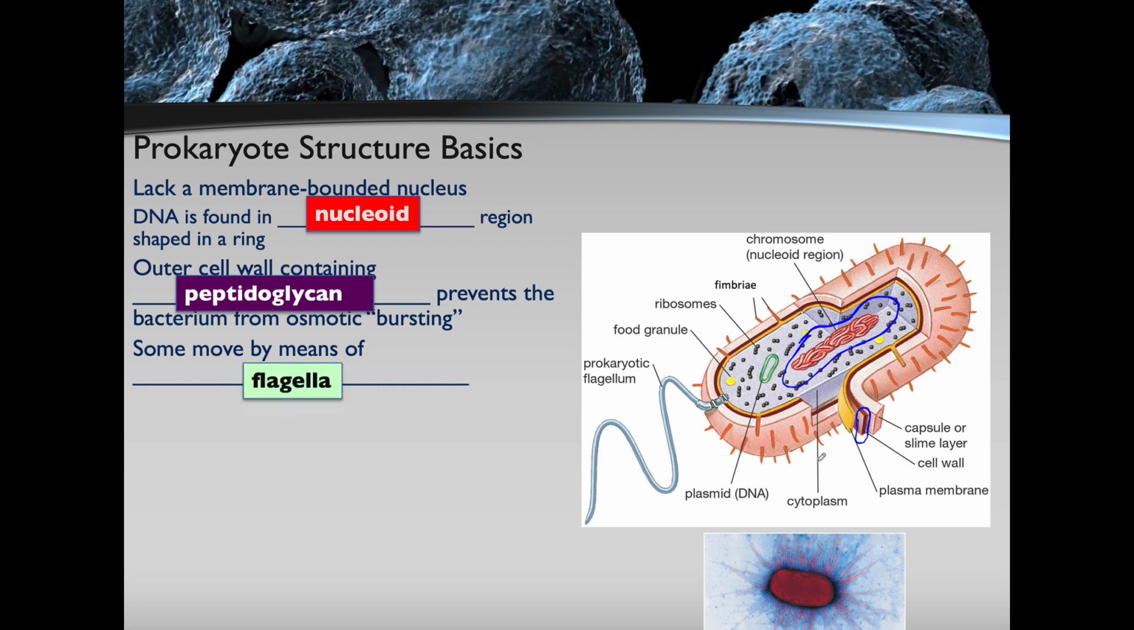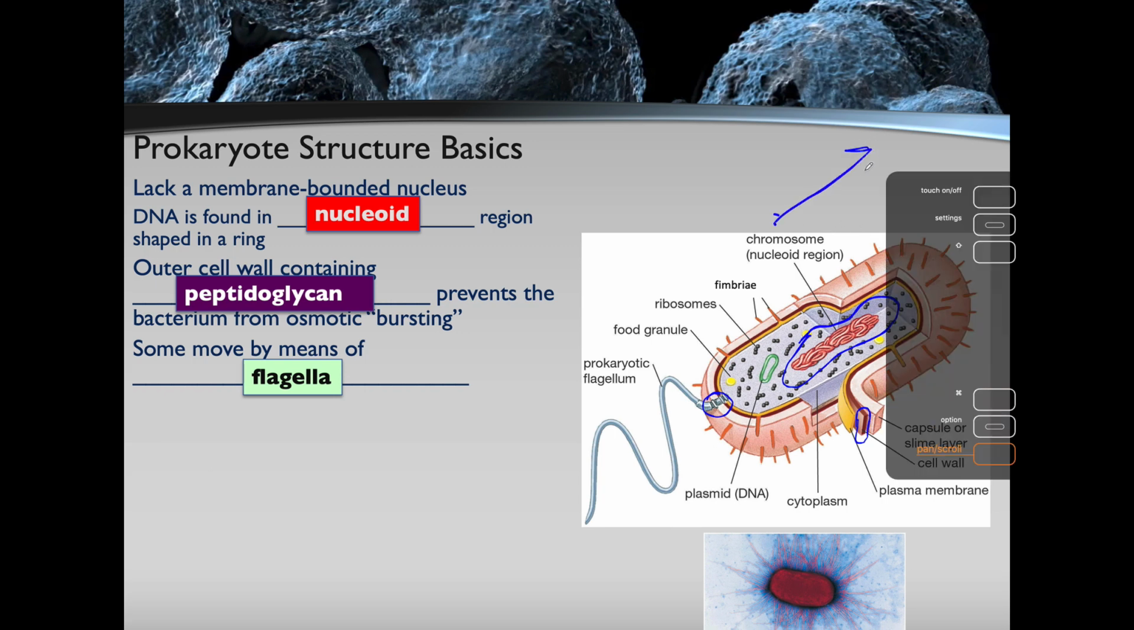Some bacteria will move by way of flagella. So this is a singular flagellum right here. You can see it's a whip-like tail. You can see it's anchored right here through all three layers at this structure called a basal body. And it just basically whips around in an undulating motion, and that will propel the bacteria in a forward direction, which would be that way.